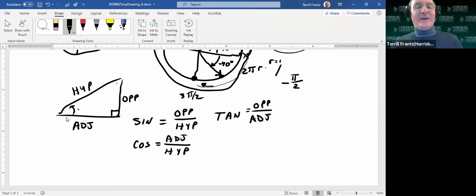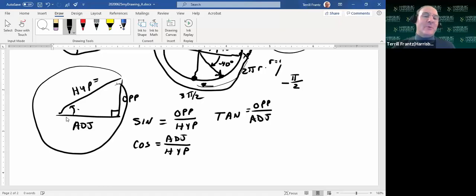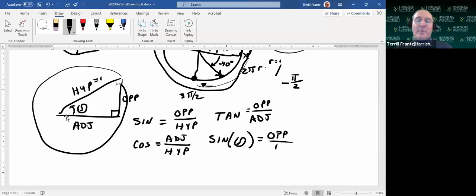Now, the cool thing here, ladies and gentlemen, is the hypotenuse in the unit circle is equal to 1. So guess what? Let's just call this theta, if you don't mind. So the sine of theta equals what? It's the opposite over 1. So no biggie. Cosine of theta, so the cosine here, is the adjacent over 1. So it's essentially the adjacent.